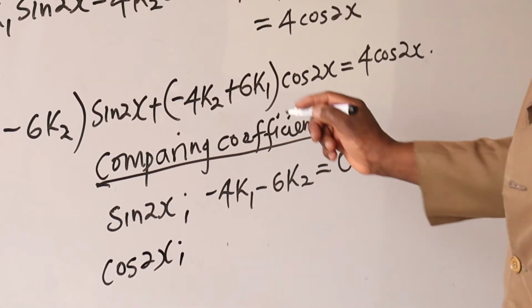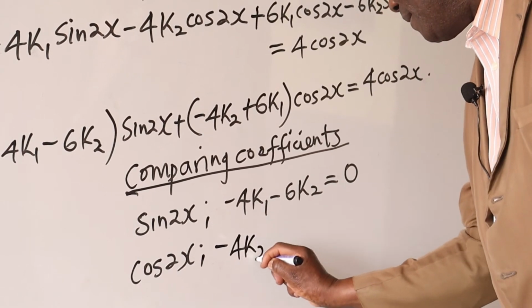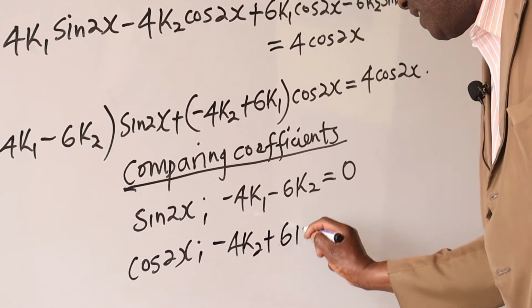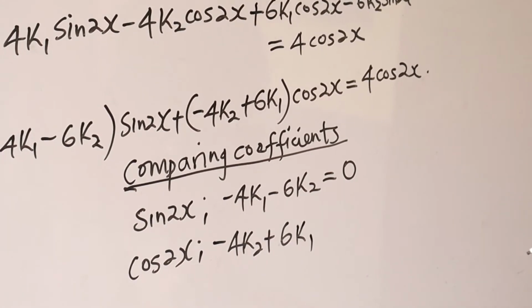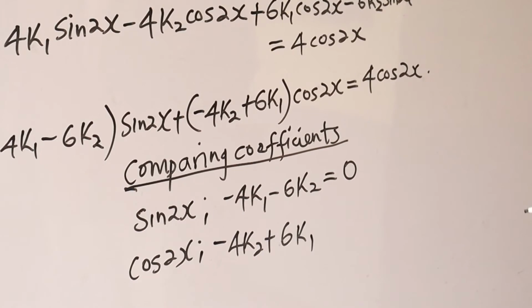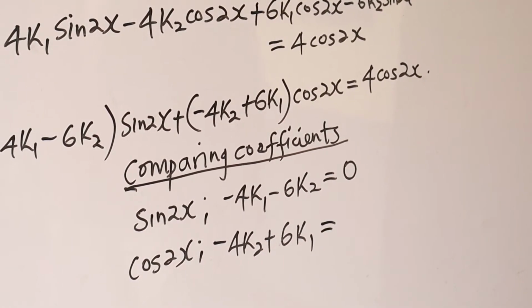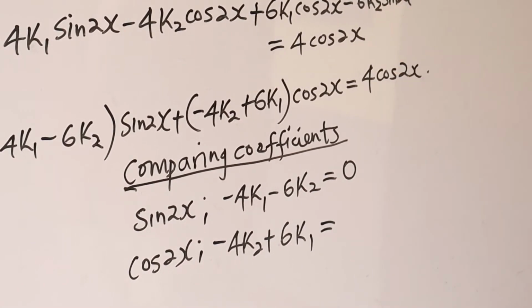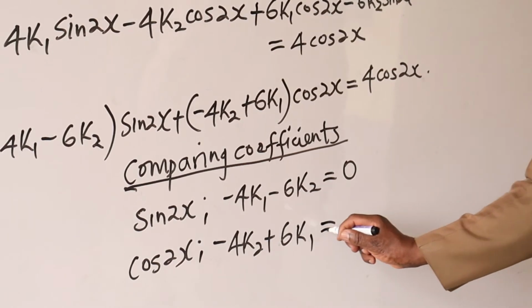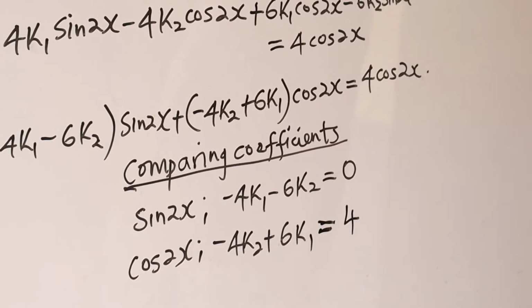comparing coefficients, on the left hand side we have minus 4k2 plus 6k1, and this is equal to 4. That is for cos 2x.